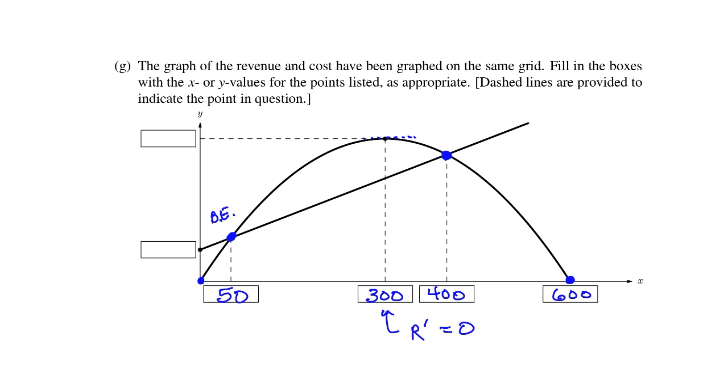How about these y values? Well, this first y value is where the cost function starts. And if you plug in 0 into the cost function, you get 10,000. And this last y value is the maximum revenue, which occurs when you're making 300 coffee makers. If you plug that into the original r function, your maximum revenue is $45,000.